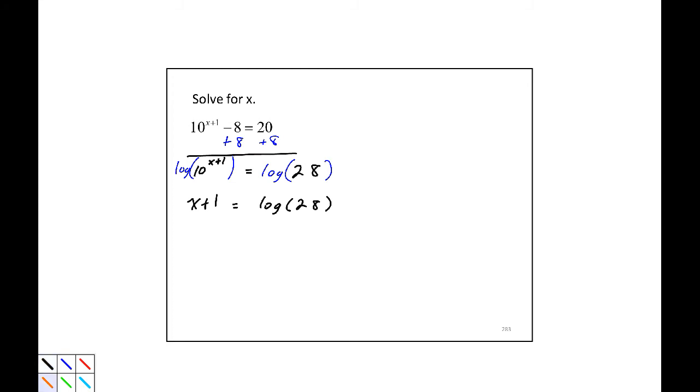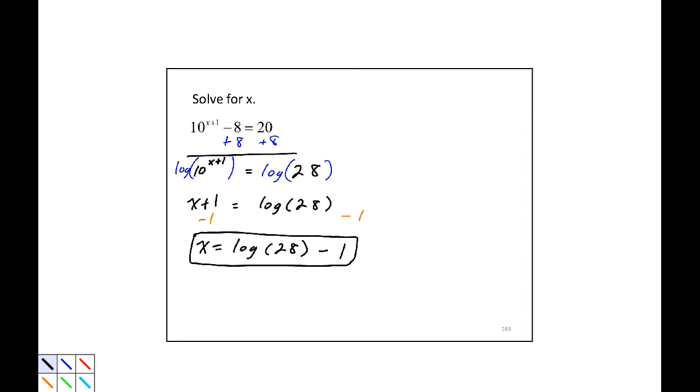Now we'll subtract 1 from both sides. I cannot subtract 1 from the expression inside, which is our argument inside of our logarithm. So this becomes x equals log of 28, and I'm going to close my parentheses there, minus 1. And that is my exact value.